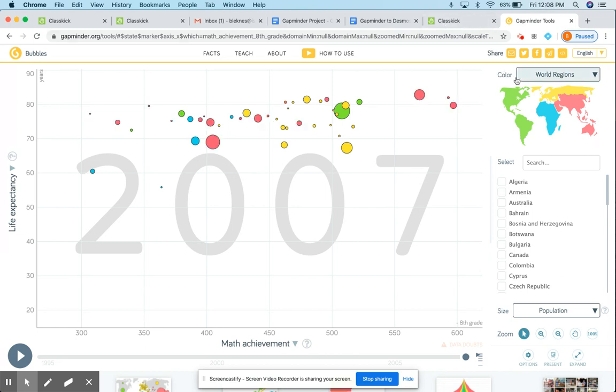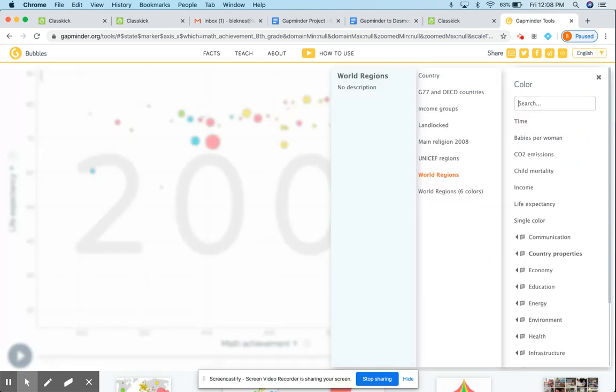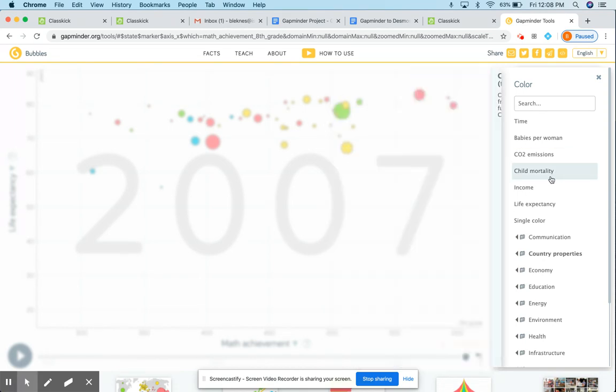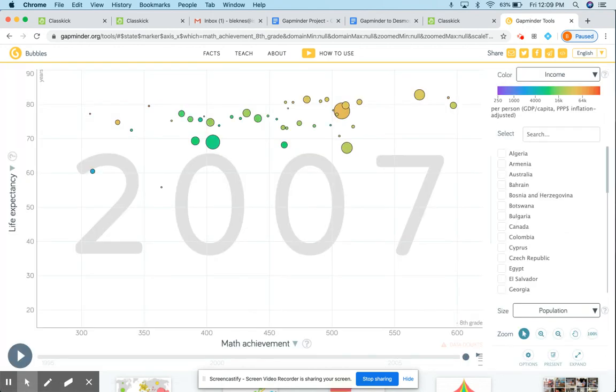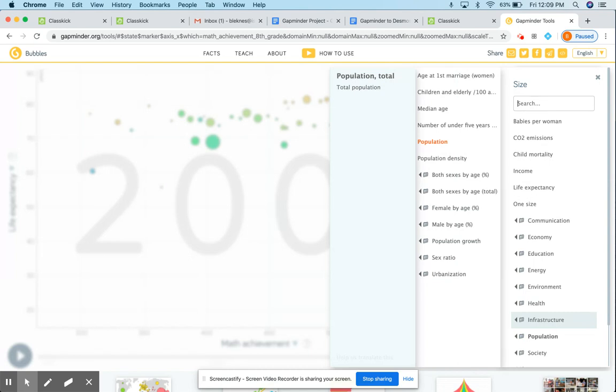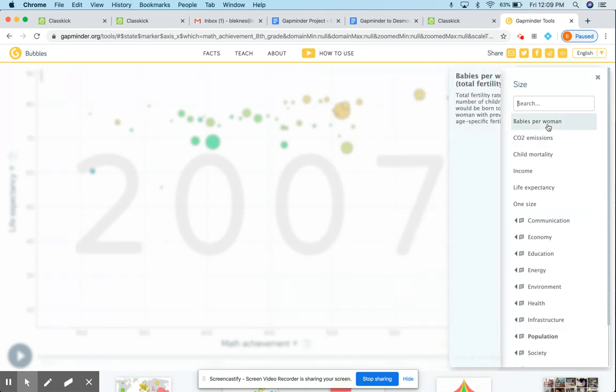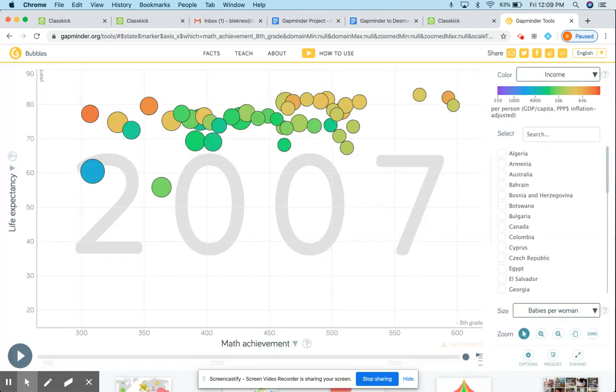You can change the color of these dots. Right now it's by world regions, so like these green ones are North and South America, etc. But let's change it to, I don't know, do you want to change it to income, since we took that one away? Sure. Okay, and we can kind of notice then what income does to that graph. You can also change the size of the dots. Right now they're sized by population, but if you want to change the size of the dots to, I don't know what else, babies per woman. I don't know how that relates, but then the size of the dots changes in different ways.